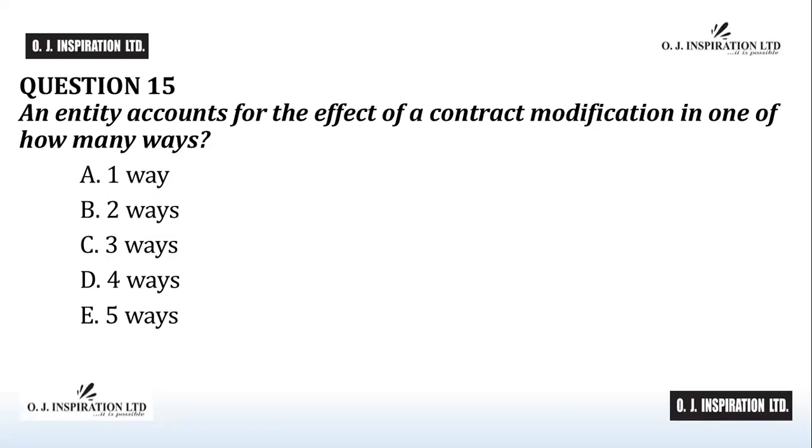Question number 15. An entity accounts for the effect of a contract modification in one of how many ways? A. One way. B. Two ways. C. Three ways. D. Four ways. E. Five ways. 10 seconds gone. 20 seconds gone. Time up.